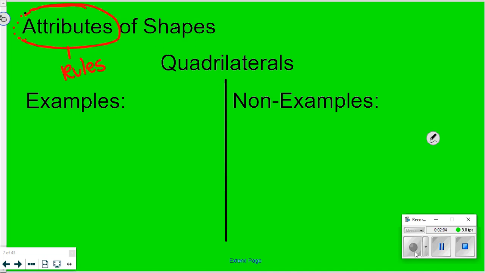So there were a few rules, attributes that we learned about for quadrilaterals. What is one of those rules that every single quadrilateral has to have? I should see every single hand because you wrote it in your notebook yesterday. Tegan, give me one. 4 straight sides. Has to have 4 straight sides. What else does a quadrilateral have to have? Huxley?